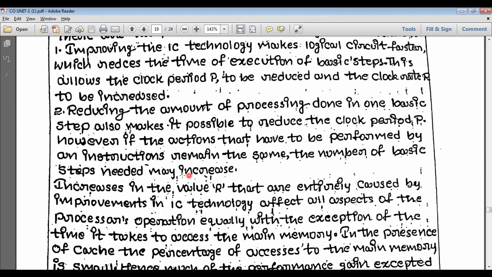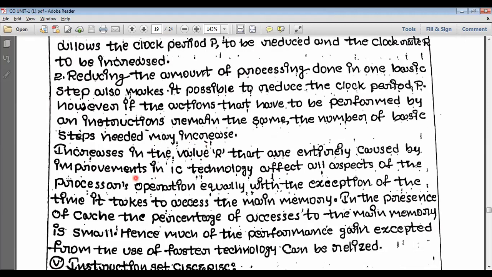That means depending on the instruction, the number of basic steps will be increased. Whenever there are increases in the clock rate value, they are entirely caused by the improvements in IC technology. This affects all aspects of the processor's operation equally, with the exception of the time it takes to access the main memory. Here, in the presence of cache, the percentage of access to the main memory is small. That means by taking the cache, we are retrieving the data very easily.